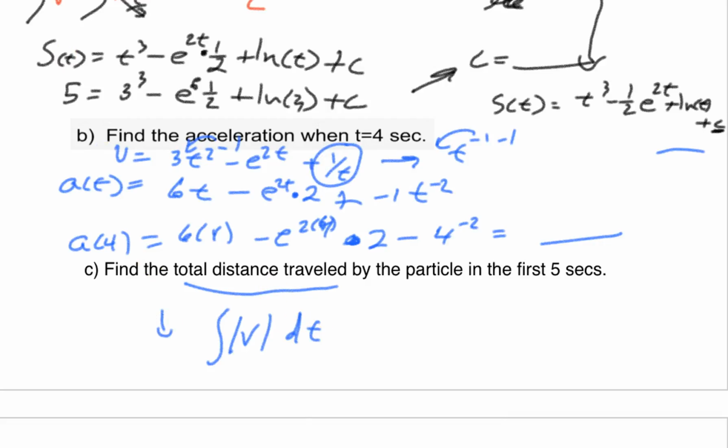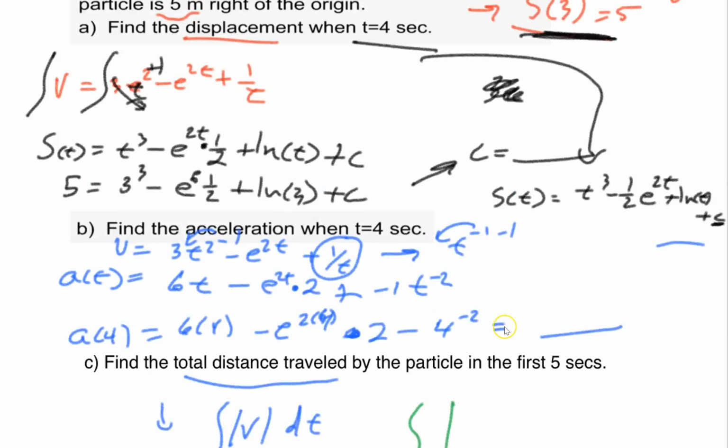So we do exactly what it says. We're going to integrate the absolute value of our velocity equation. Our velocity equation is up there. That monstrosity. The integral of the absolute value of 3t squared minus e to the 2t plus 1 over t, dt.